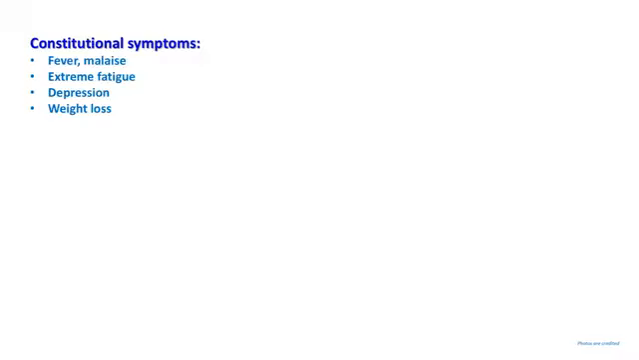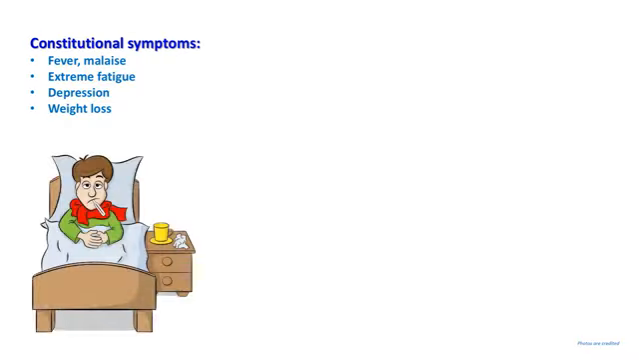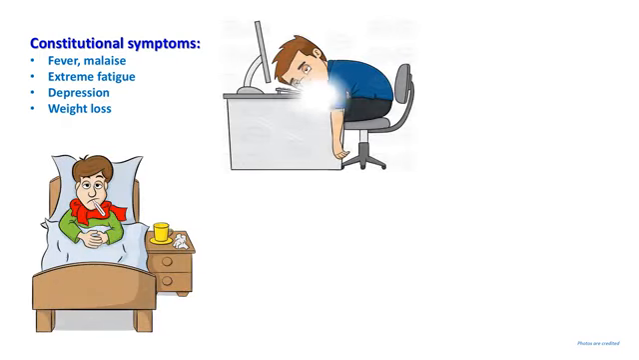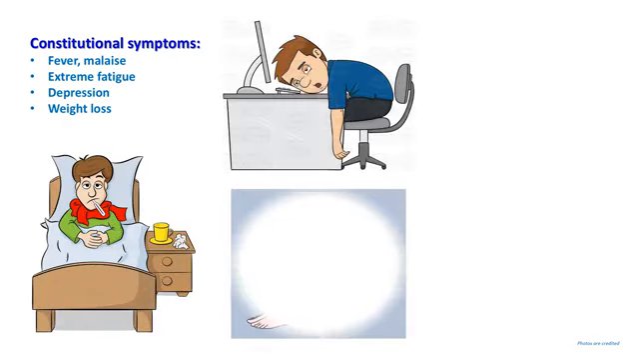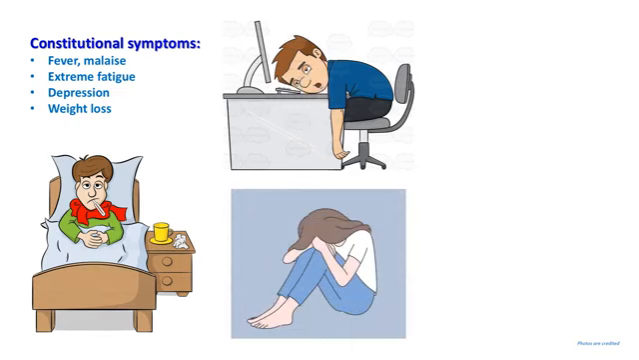Now come to the constitutional symptoms. These are commonly due to the effect of tumor necrosis factor, interleukin 1, and interleukin 6, which come out from the joints and enter the systemic circulation. These cytokines may cause this type of symptoms. First thing is fever with malaise. Next, extreme fatigue, depression and weight loss.